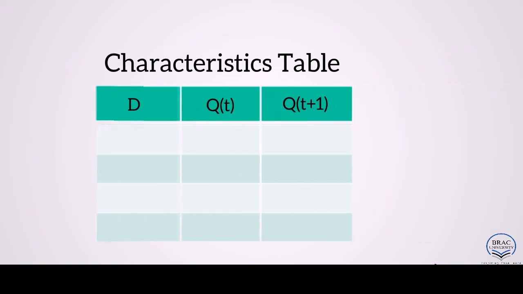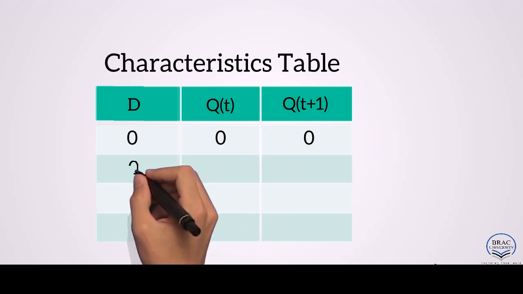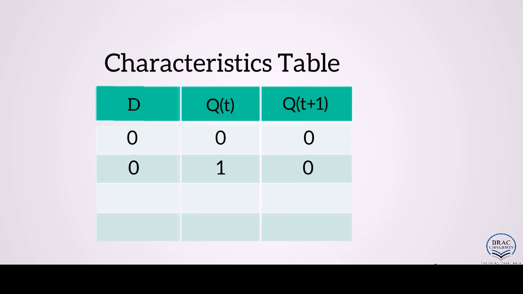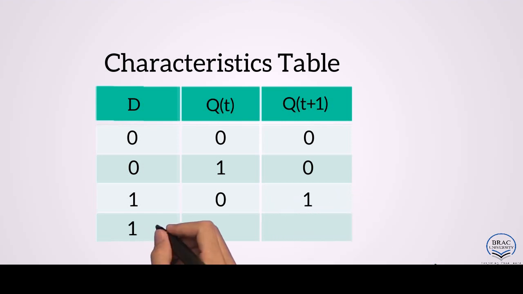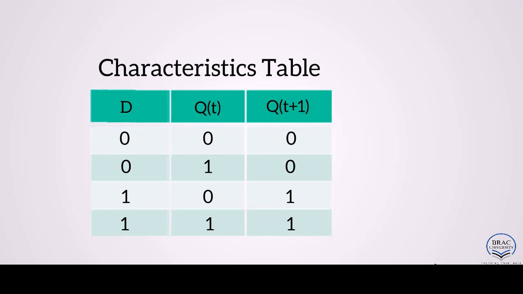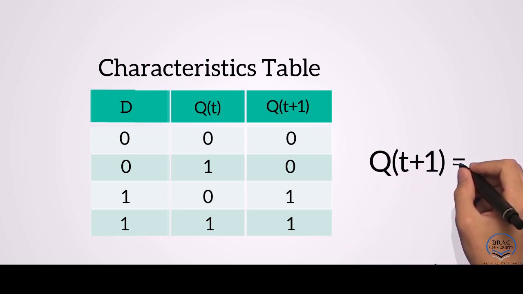Now let's construct the characteristics table from the circuit diagram. In the characteristics table, we can see that whenever D equals to 0, next state Qt plus 1 is also 0. Whenever D equals to 1, the next state Qt plus 1 is also 1. Here our present state Qt is being completely ignored. So we can say that the output equation for D flip-flop is Qt plus 1 equal to D.